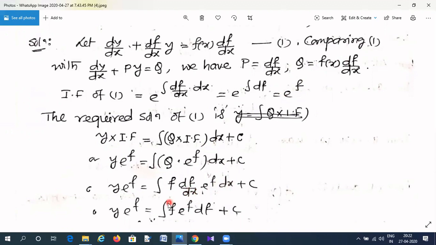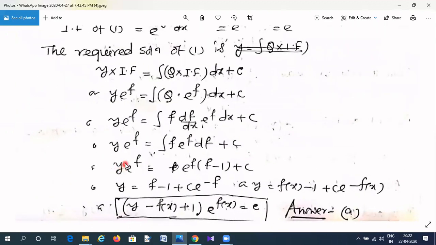If we cancel dx dx, it will become f e to the power f df plus c. Now the left hand side is y e to the power f, and the right hand side is integration f e to the power f df. So the integration of f e to the power f df, we will integrate this using UV by parts. After doing the by parts, we have the result e to the power f into f minus 1 plus c, the constant.